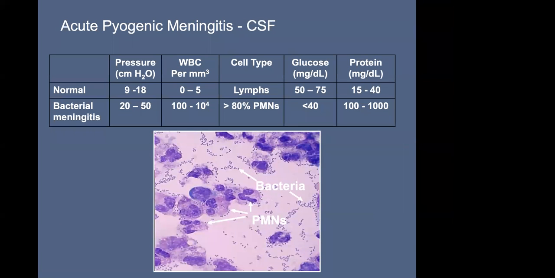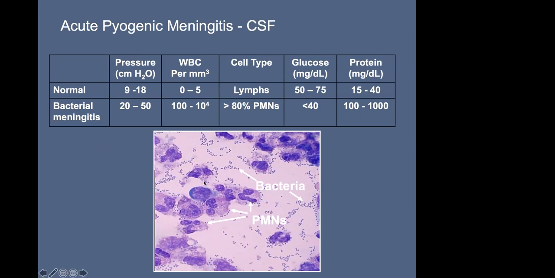As I said, CSF analysis for bacterial meningitis is very informative, almost diagnostic. And many of you know this, the pressure of CSF increases, and the WBC count, which is normally 0 to 5 lymphocytes, can be hundreds and thousands, most of which are neutrophils, 80% or more. Bacteria utilize the glucose in the CSF actively, so the glucose can come down to 0 actually. And the protein increases manifold.